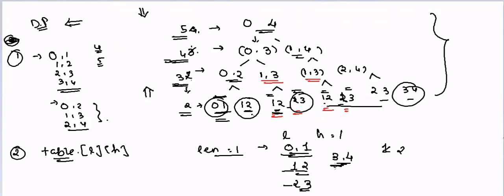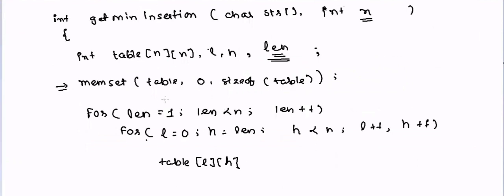So you will fill up the table with the entries for the minimum number of characters required to convert this length-two string, AB or BC or CD, into a palindrome. How many minimum number of insertions are required? So that you will write.